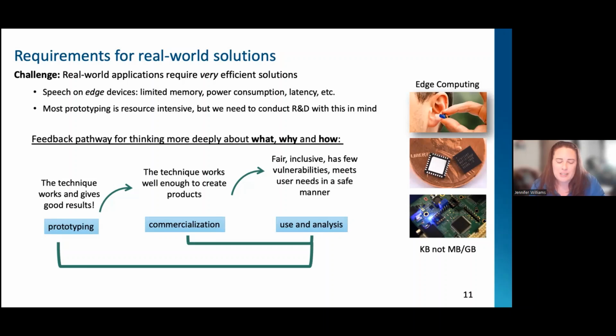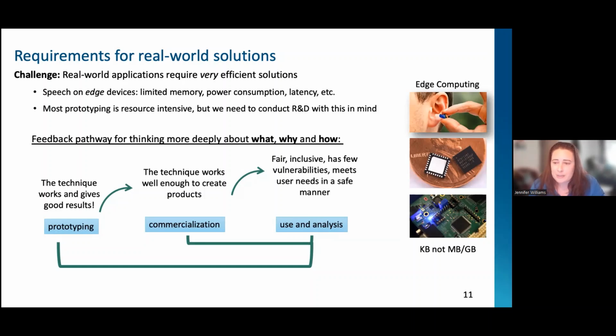And it's important to ask ourselves early on in the prototyping stage, is my technique fair? Is it inclusive? Does it have some vulnerabilities for users? And does it meet the user needs in a safe manner? So I like to look at this as a feedback pathway and say that we can have these considerations about the user and also about commercialization early on in the prototyping stage. And that's what a lot of my research is about.